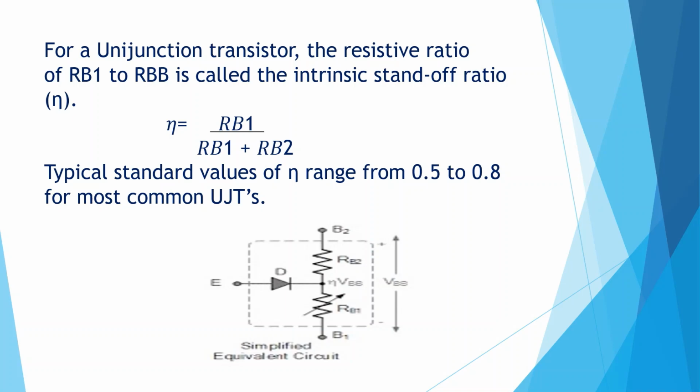So if the voltage across the emitter is less than that potential, the UJT will be in the off state. And if the voltage across the emitter exceeds the potential across RB1, the UJT will be fired, or turned on, or you can say the current will be flowing through the unijunction device, or unijunction transistor.